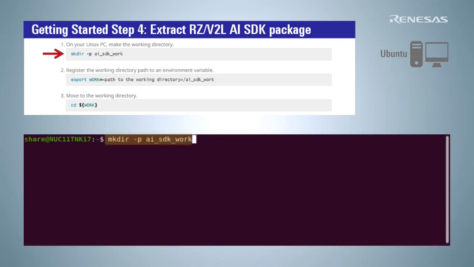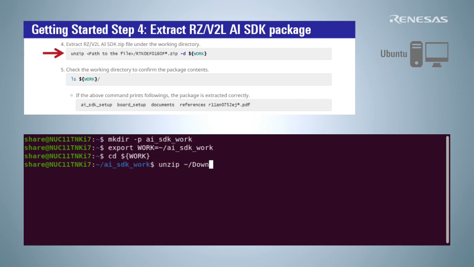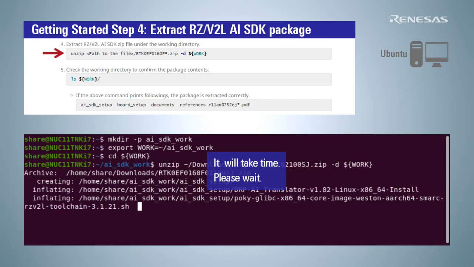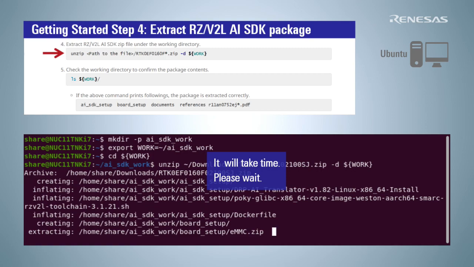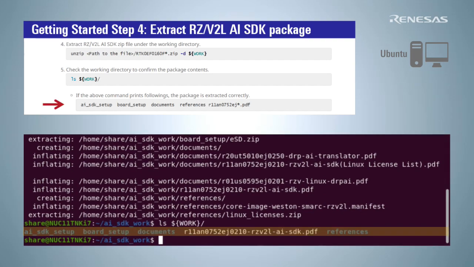Create a working directory. Register the working directory path. Go to the working directory. Extract AI SDK here. Check the contents of the working directory. If all directories and files are generated as shown in the log, the extraction was successful.